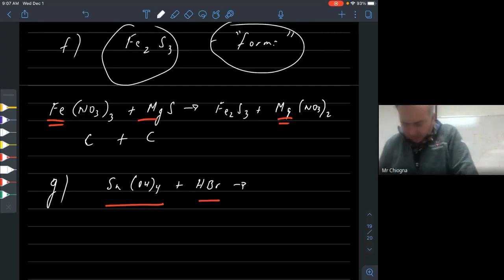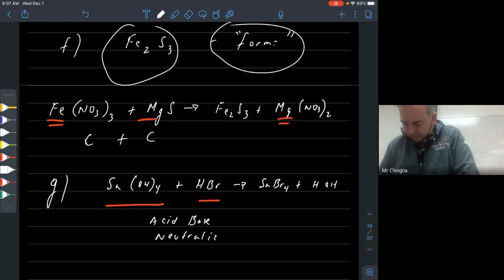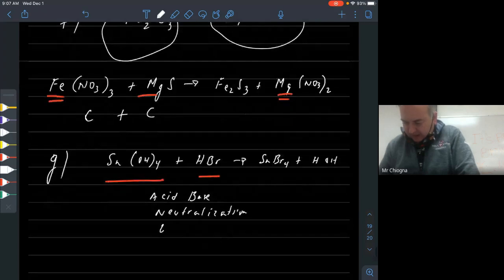It produces tin 4 bromide plus water. We're going to write the water like I did before as HOH. So this is an acid-base or neutralization reaction. Therefore, it's exothermic because of this here.